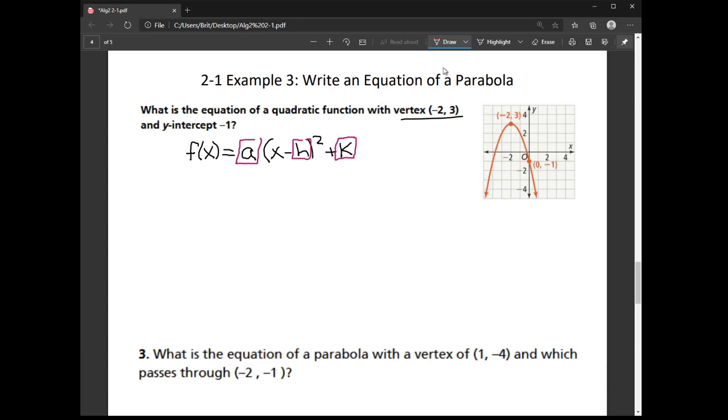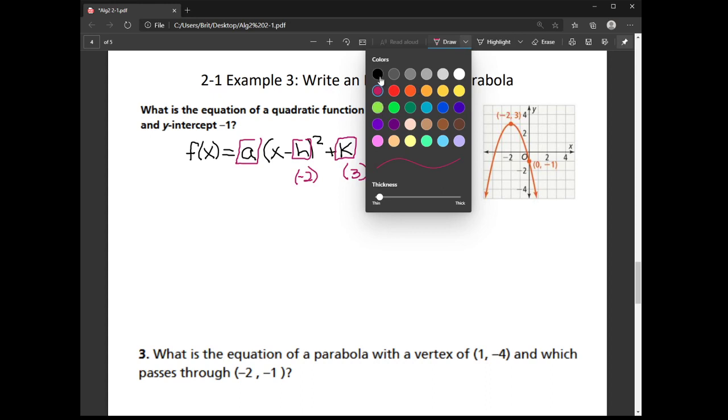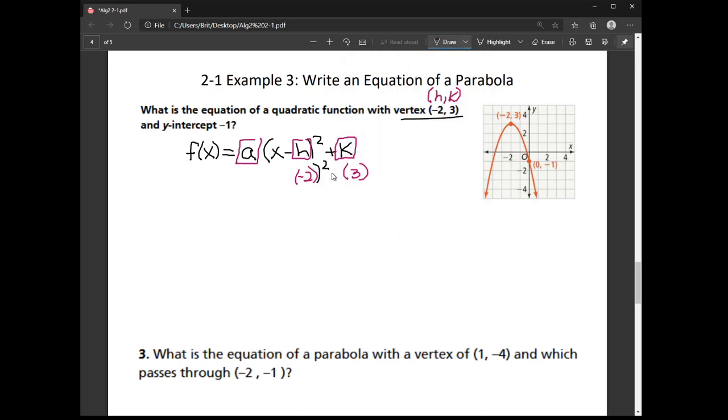Now, one thing that's nice, they give us that vertex, right? Now recall the vertex is at the ordered pair (h, k). So where this h is, I can write -2. And where the k is, I can write a 3. So right now, I'm at this point, where I have most things filled in except for my a value.